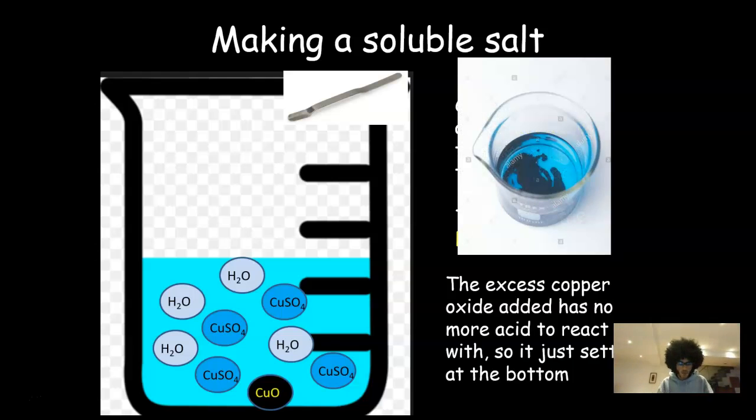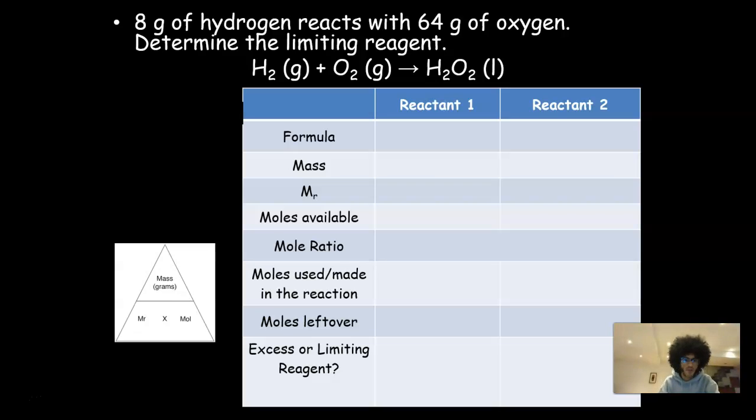Now that's all fine and well, but what you have to do is be able to determine this mathematically and put it in a sentence with those numbers, and that's where it gets really tough. So let's go through a couple of examples. So the first example here, it says 8 grams of hydrogen reacts with 64 grams of oxygen, determine the limiting reagent. This would typically be something between 4 marks, maybe more.